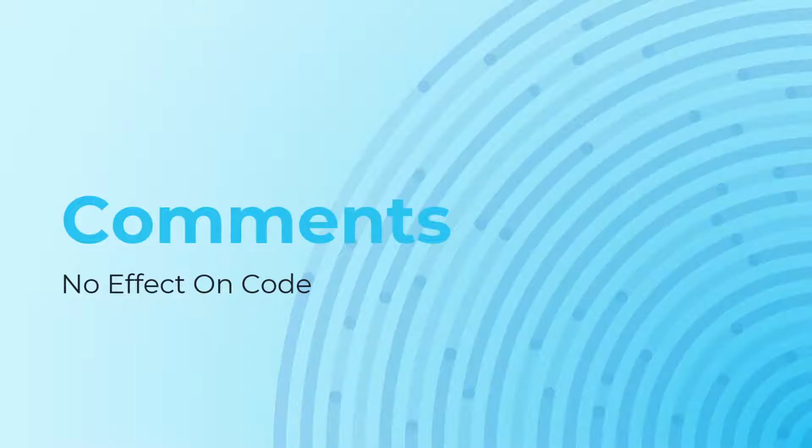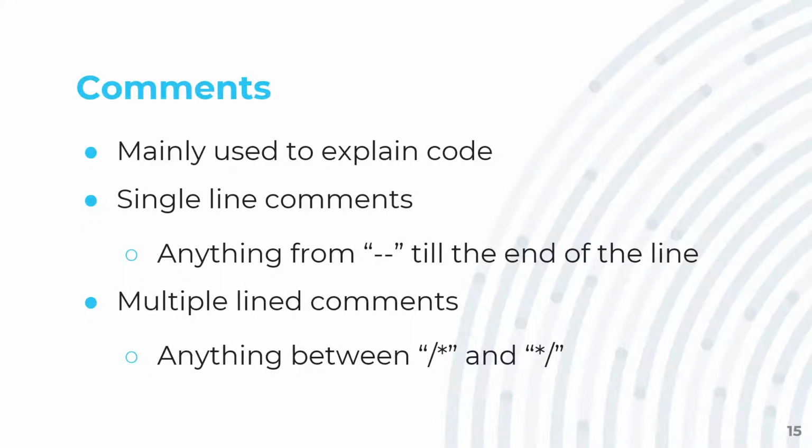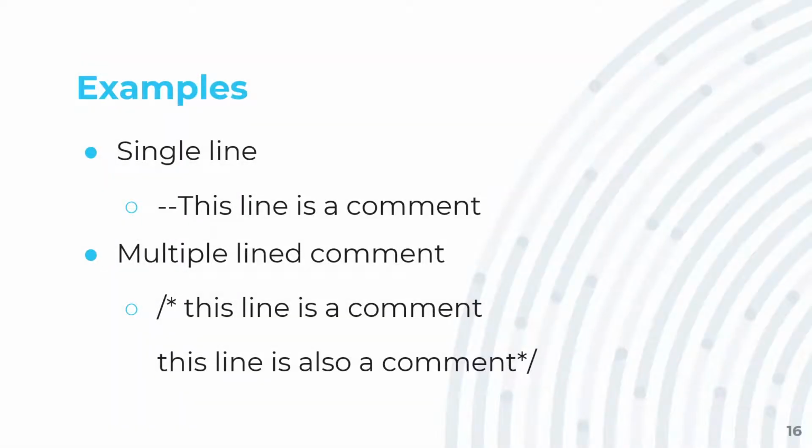Now let's talk about comments. Comments in SQL are used in the same way all other coding languages use them. They are snippets of text that will not affect code, as they are simply used for explaining what is happening. Single line comments will start with a double dash and will comment out anything till the end of that line. Multiple line comments will be placed between a forward slash star and a star forward slash, and no matter how many lines there are between them, everything between them will be commented. Here are a few examples of how these comments could be used.